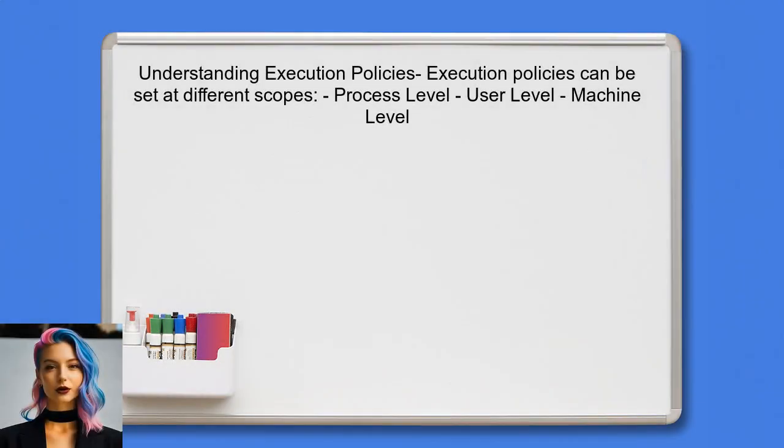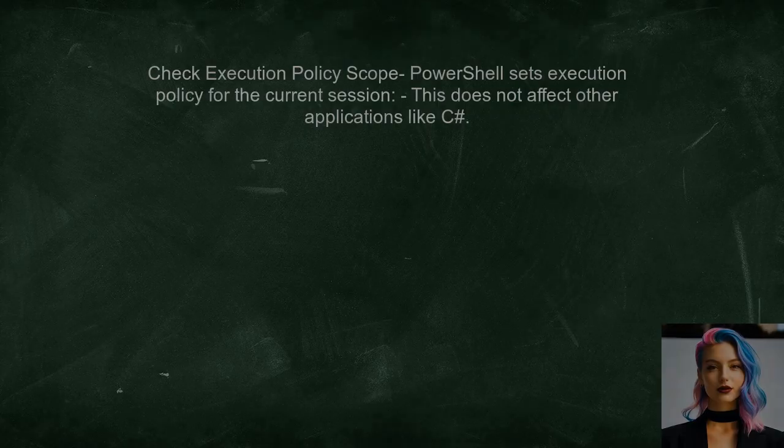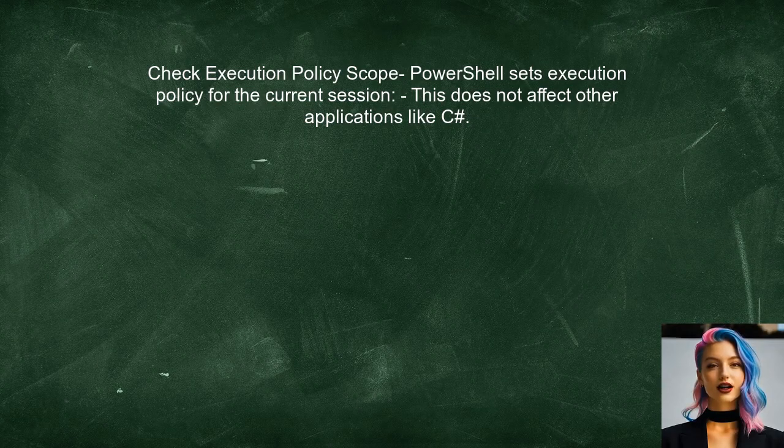To understand why the execution policy set in PowerShell is not visible in C#, we need to clarify how execution policies work in different scopes. The user should know that execution policies can be set at the process, user, or machine level. Next, the user should check the scope of the execution policy when it is set in PowerShell. By default, when PowerShell is run, it may set the execution policy only for the current session, which does not affect the C# application running in a different context.